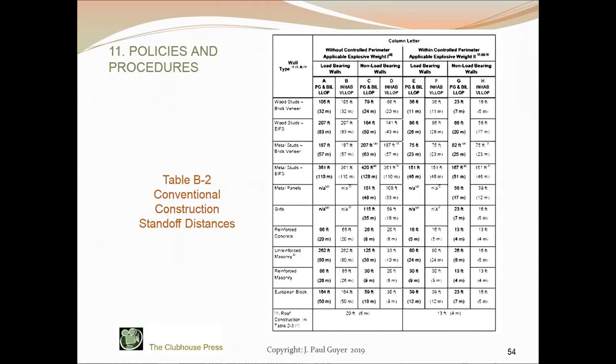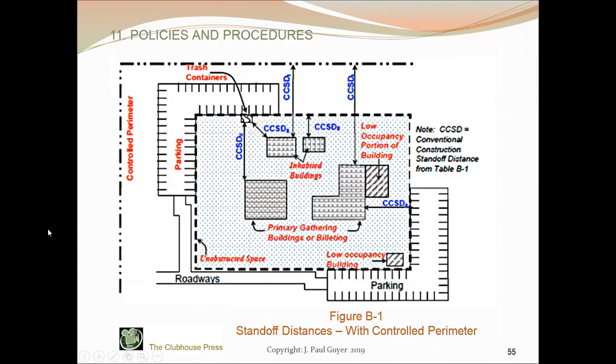So considering the types of wall construction and the controlled perimeter distances for the different types of wall construction, A through H, which you can review at your leisure, and the controlled perimeter distances based on explosive weight one, car bomb, explosive weight two, suitcase bomb. They are what's shown in this table. And again, you'll need to review this stuff at your leisure, after we get some pictures that give you a better feel for what we're talking about here.